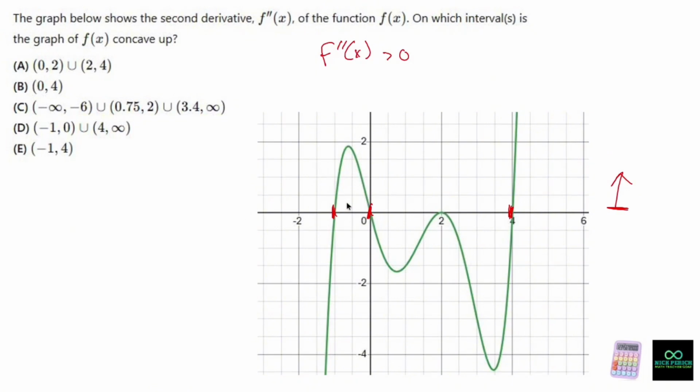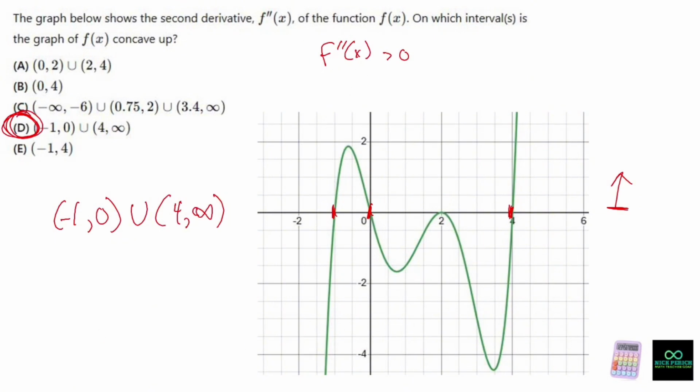All right, so we have a positive second derivative between -1 and 0, and also from 4 on. Now, we're not going to include those numbers because it's 0 at those numbers. So we're going with parentheses here, and that seems to match up with D. So yeah, this is a pretty basic problem, nothing to overthink. You just have to understand what concavity means when it comes to the second derivative.